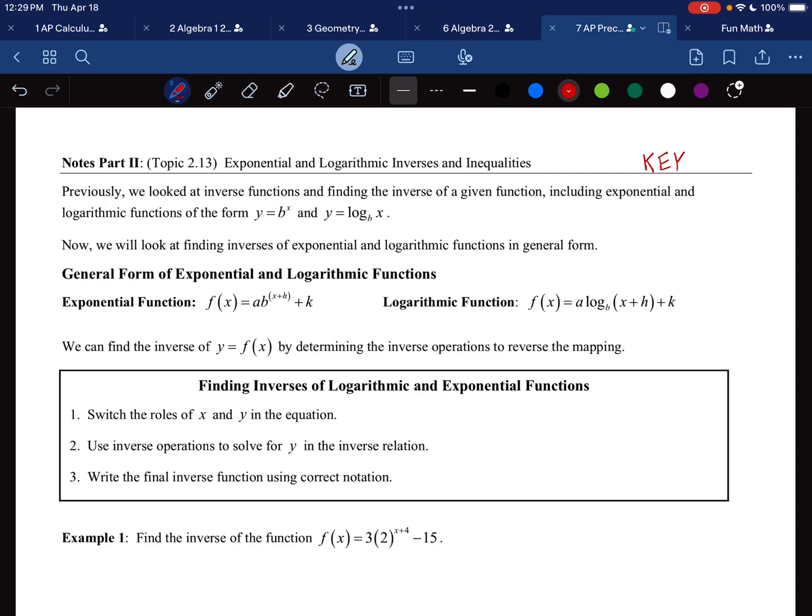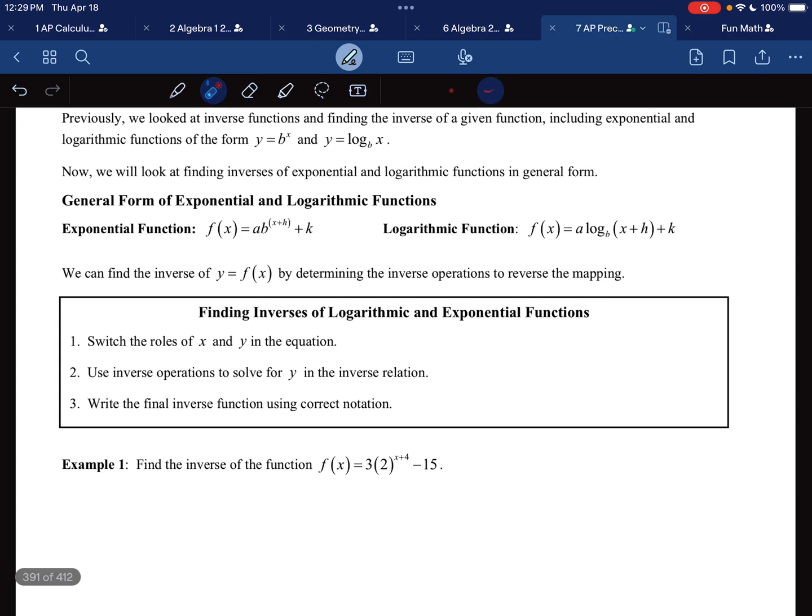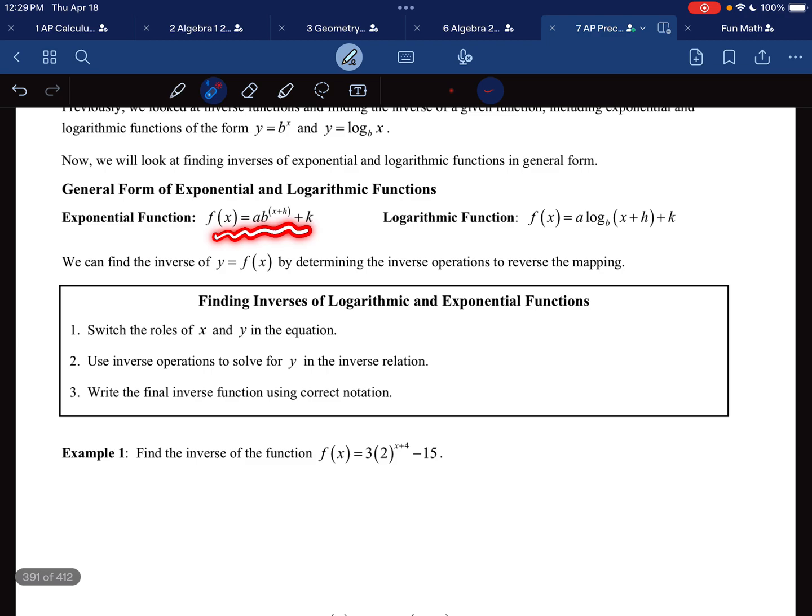This is AP Precalculus Notes Part 2 for Topic 2.13, Exponential and Logarithmic Inverses and Inequalities. So again, this is just adding on to stuff that we already know. If you have an exponential function, it's going to look like this. If you have a log function, it's going to look like this.